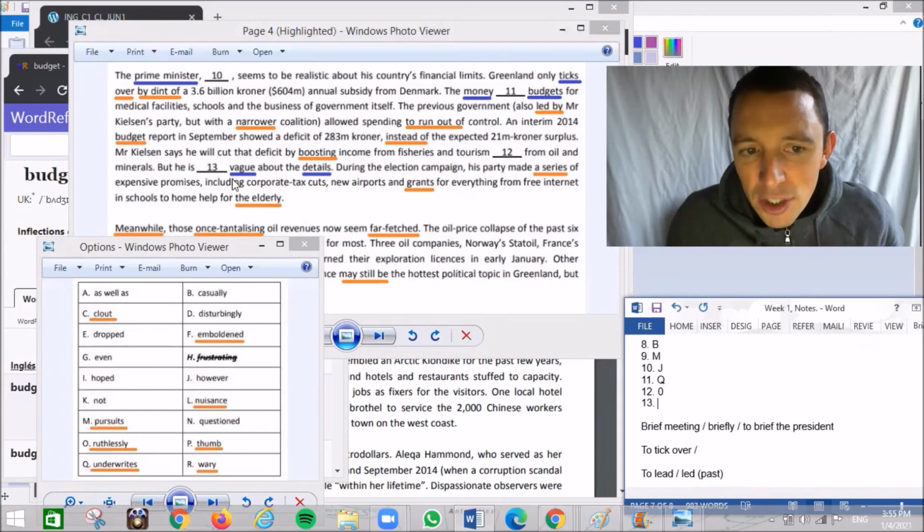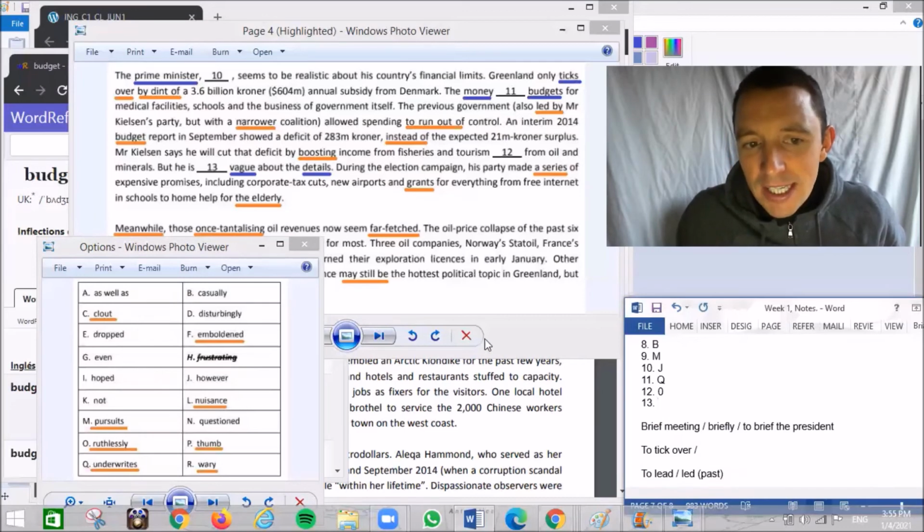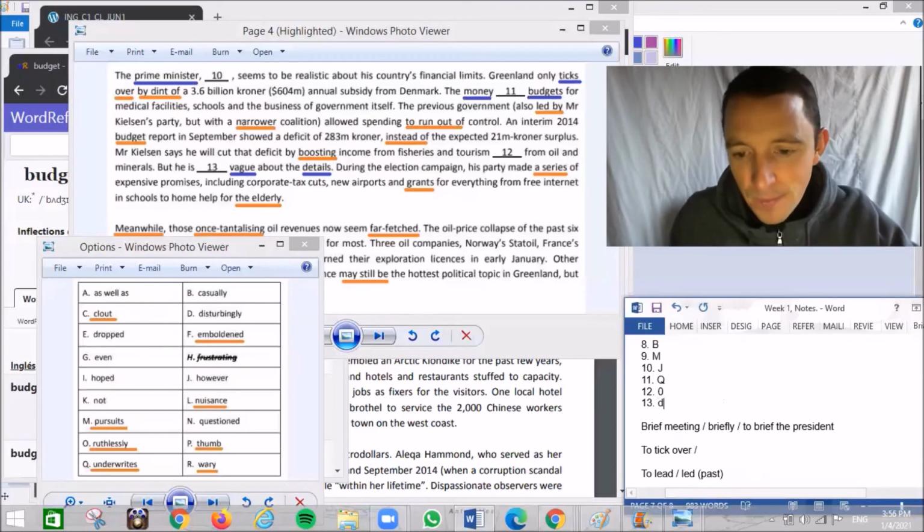Vague, but he is something vague, and the key for this answer is vague, like nebuloso, not clear. So if somebody is very vague, they're not clear. But he is something vague about the details. Probably negative, and I think D, disturbingly, like is preocupado, it's worried in relation to the details. So I think 13 would be D. And that's a good combination. You're disturbingly worried, disturbingly vague. So he's not clear, and that disturbs a lot of people, okay, about the details.